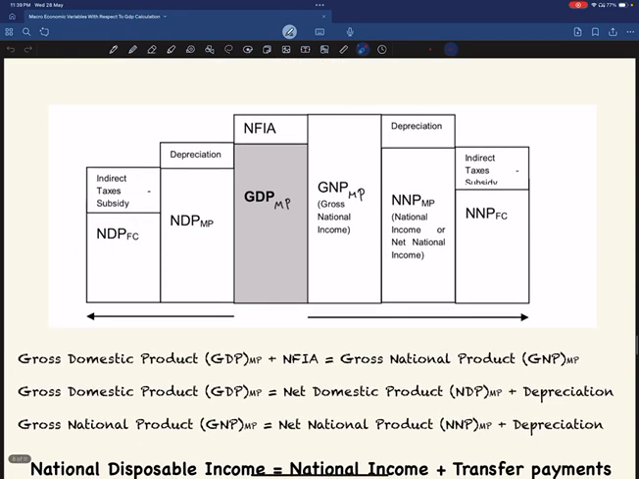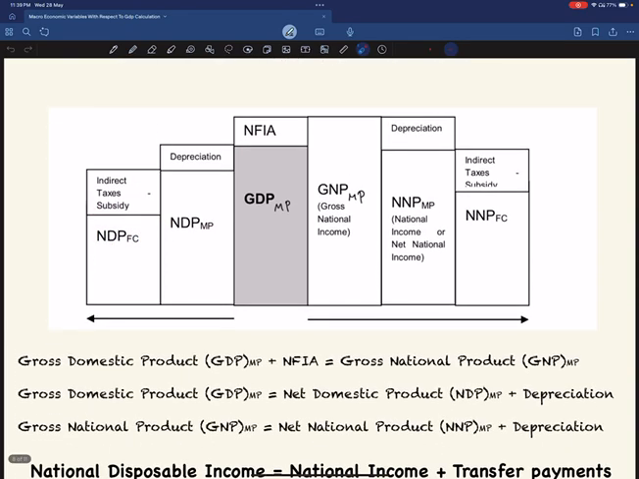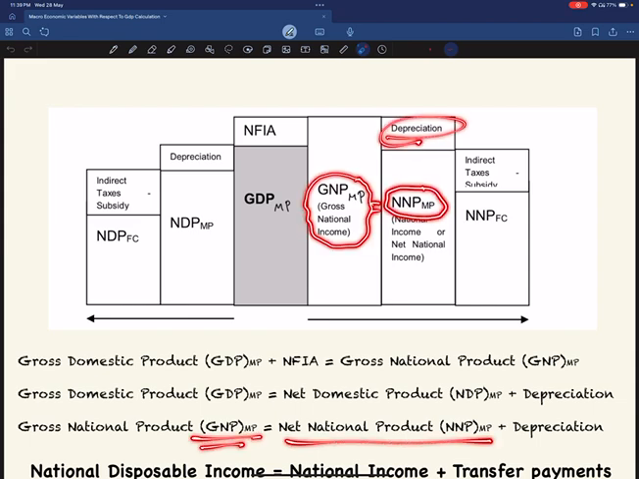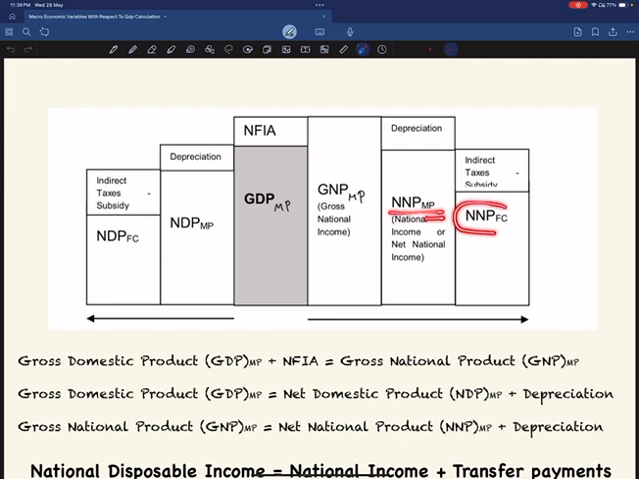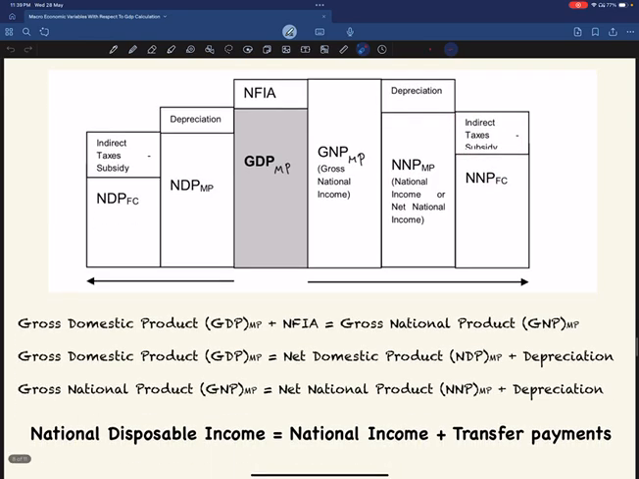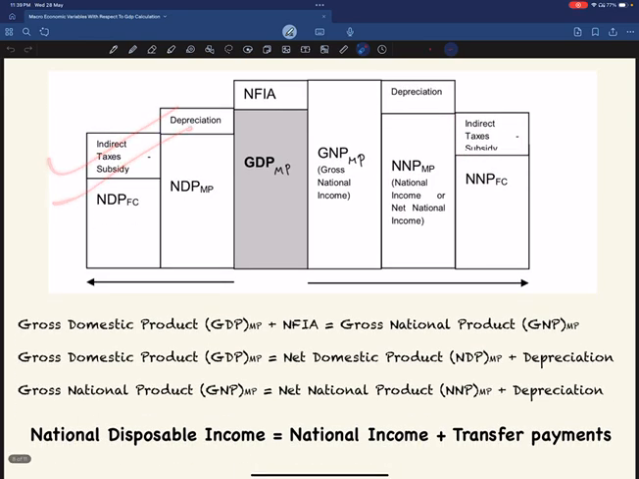Similarly, on this side also, gross national product at market price is equal to net national product at market price plus depreciation. Similarly, NNP at market price is equal to NNP at factor cost plus taxes minus subsidy. So this diagram is an important diagram, and you should never make any mistake in these equations. No need to remember this. You can arrive at these equations if you have understood the concepts properly.